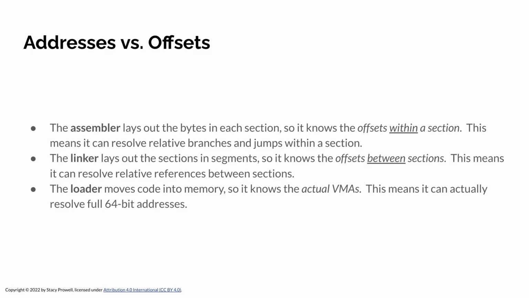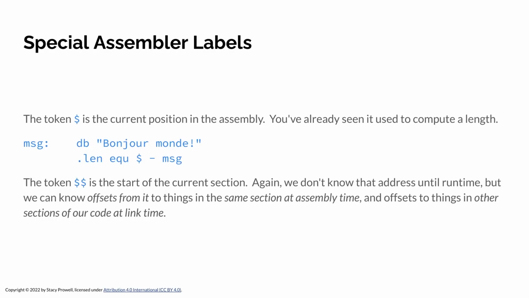Alright, so the assembler lays out the bytes in each section so it knows the offsets within a section. The linker lays out the sections and segments so it knows the offsets between segments. The loader moves code into memory with the actual VMAs.